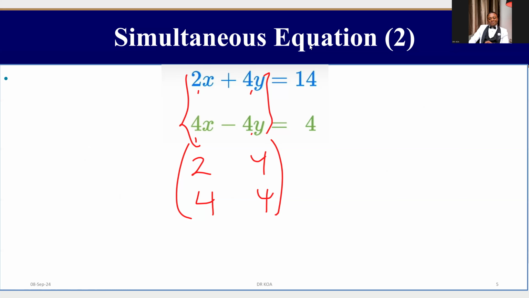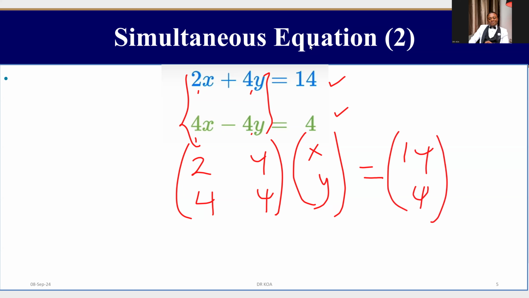They appear in both. You can have your X and the Y attached to it and bring your equal to sign. Then those numbers on the right-hand side, you can put them also in a vector form, in a form of 4, 14, and 4. What have I done? I've created something we called A, X, and then B.